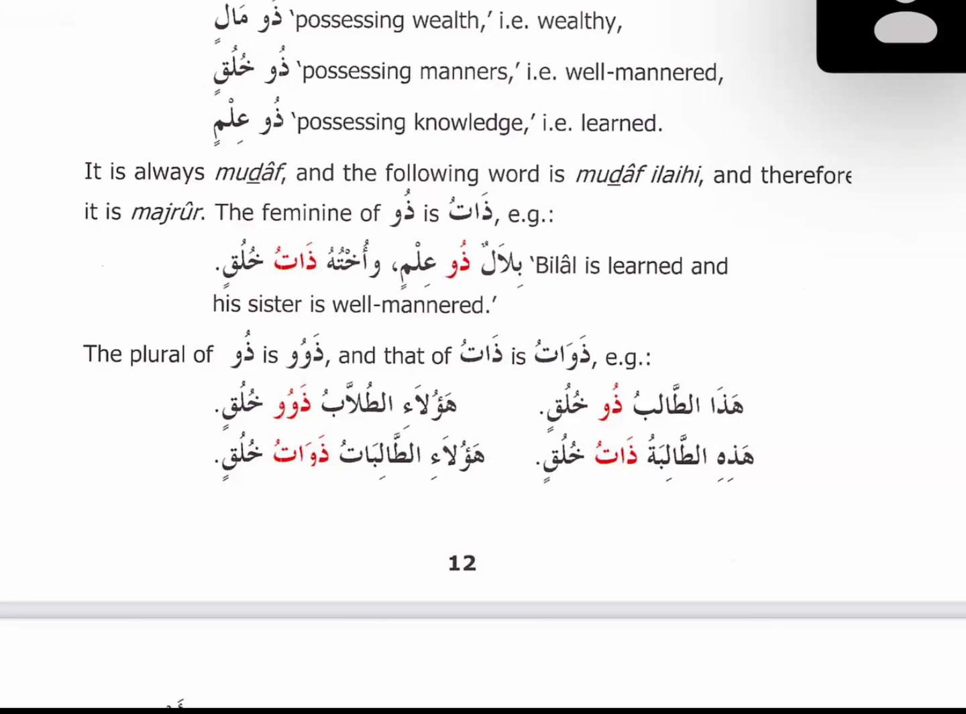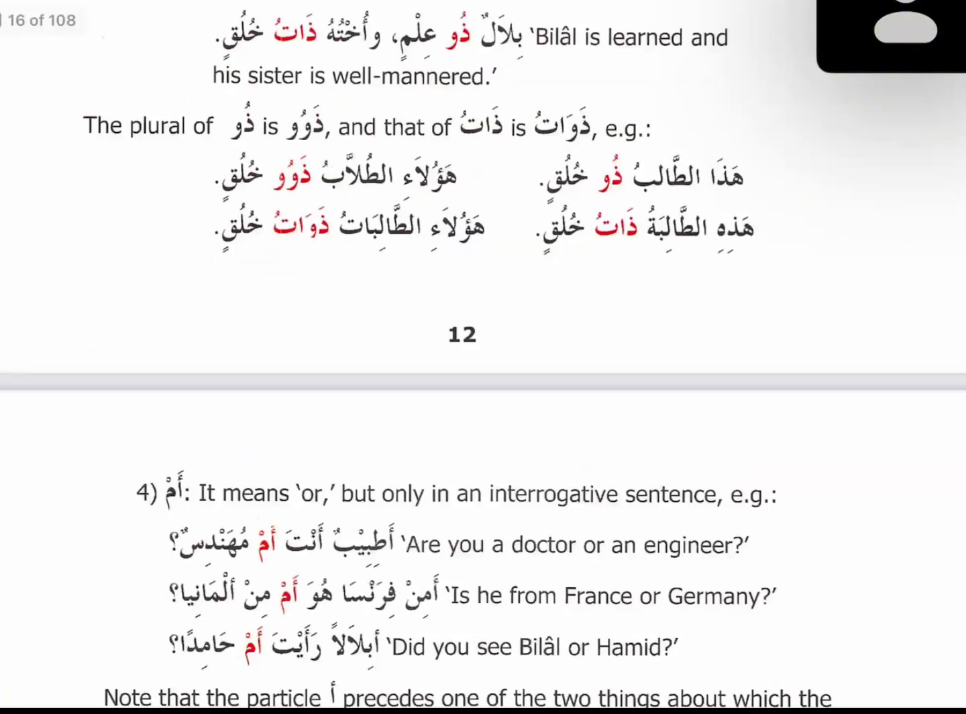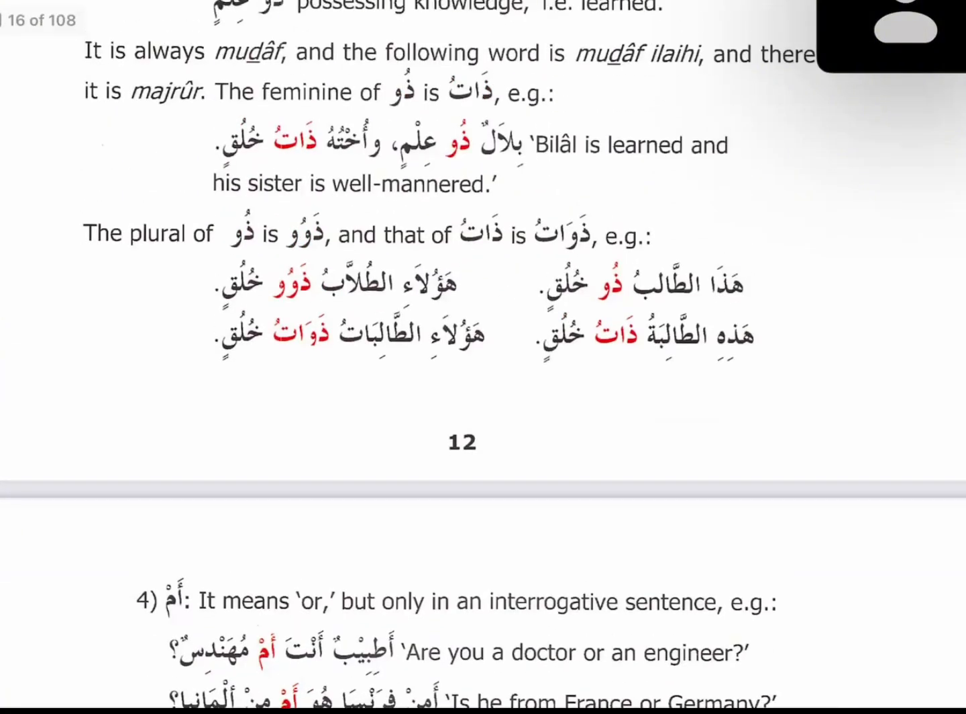And if we want to practice it, to get flow in our speech, we can say this 20, 30, 40, 100 times if we want. Haza talibu zu khulukin. Ha'ula'i tulabu zavu khulukin. Hazihi talibatu zatu khulukin. Ha'ula'i talibatu zawatu khulukin. So if you think they are a bit heavy on your tongue, if you say them multiple times, they will become fluent. You will get a flow.